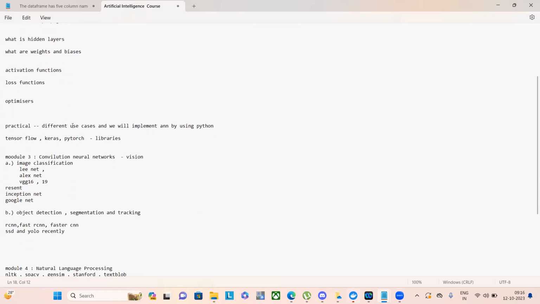For the practical part, I will be implementing artificial neural networks using Python. We will also discuss TensorFlow, Keras, and PyTorch. These are libraries for implementing an ANN using Python. We'll discuss these libraries, and based on them, we will implement the ANN.